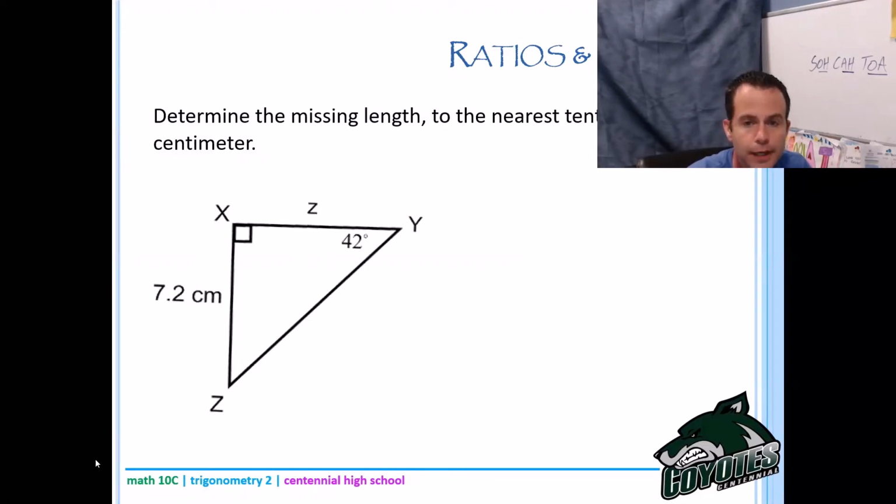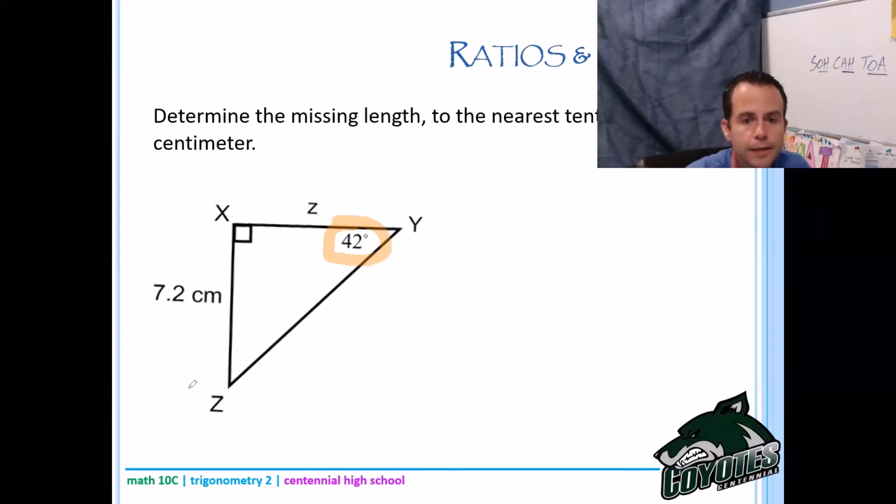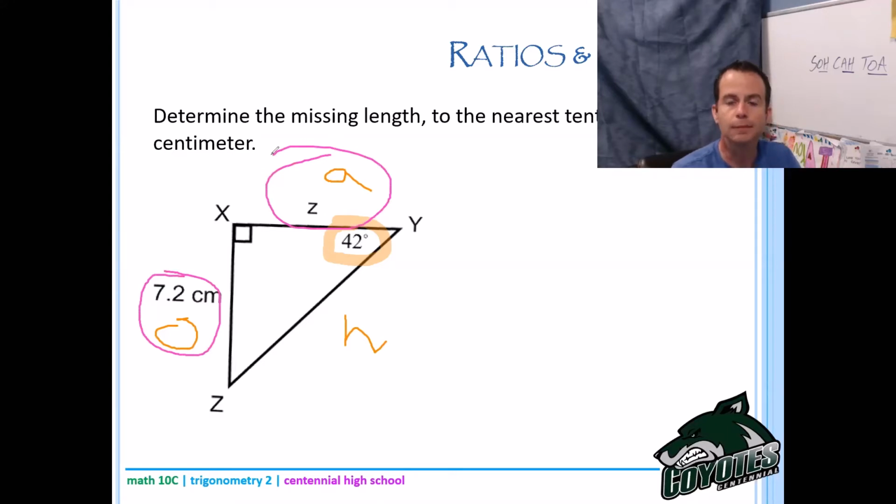So here we go again. This time I'm looking at the 42. I know that the 7.2 would be my opposite. This guy here is my hypotenuse, and this guy here is my adjacent. So I have my opposite. I want my adjacent. I'm looking for a trigonometric function that connects opposite and adjacent together at the same time. Again, that's your tangent ratio.